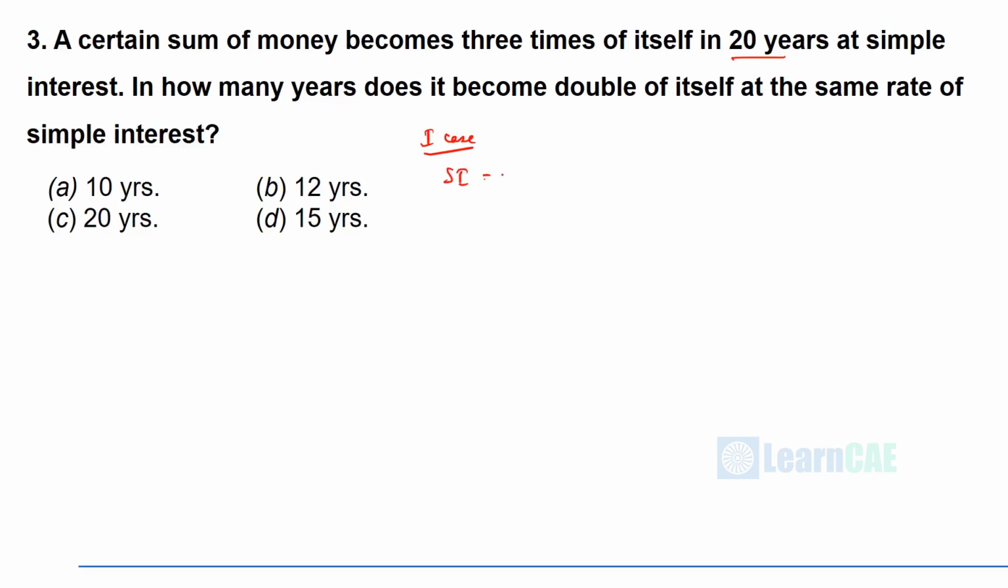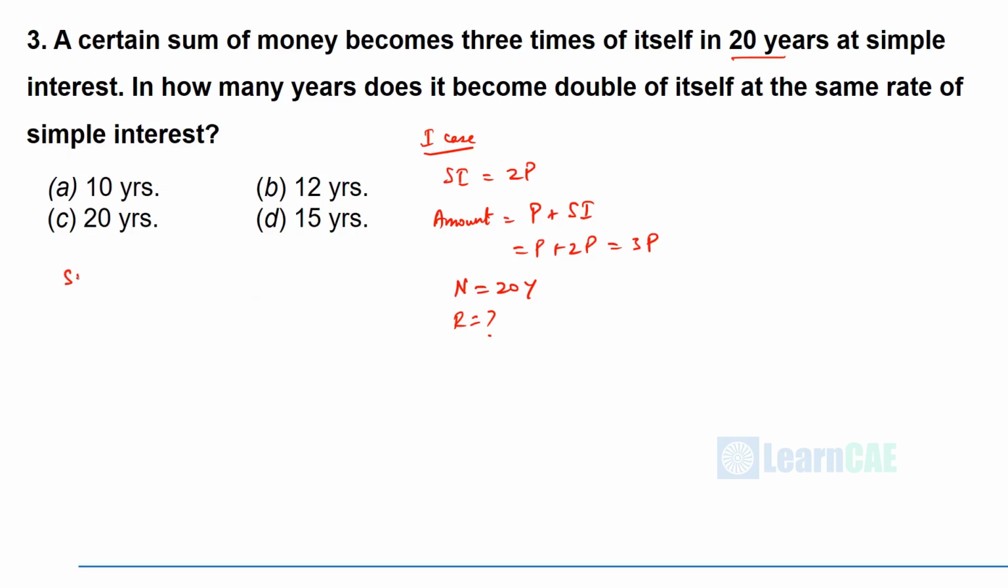simple interest is equal to twice the principal, because then only the sum of money will become triple, because the total amount will be equal to principal plus simple interest, which is equal to P plus 2P, which is equal to 3P. Okay. So this has happened in a time span of 20 years. Now we have to find out the rate of interest for this one.